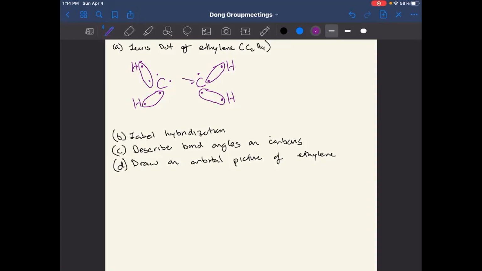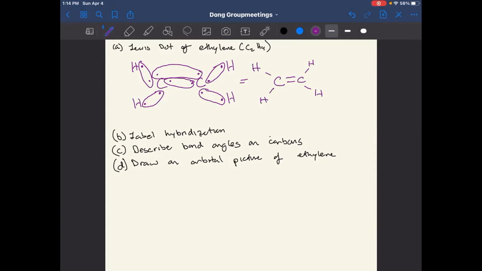Now we need to make sure we have those bonds connected, but now to finish the octet rule, each carbon needs an additional one, so we need to make an additional bond. So to draw this out, we're going to draw it like this. Hydrogen, hydrogen, hydrogen, hydrogen.